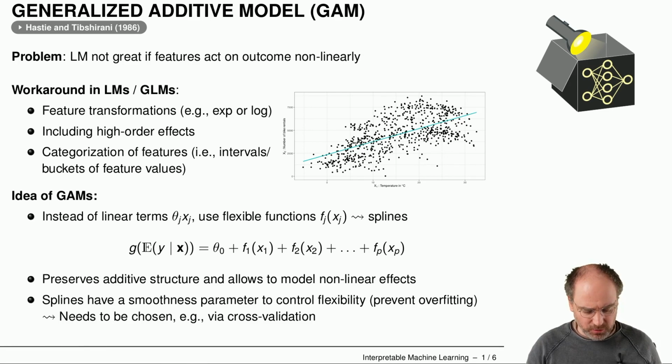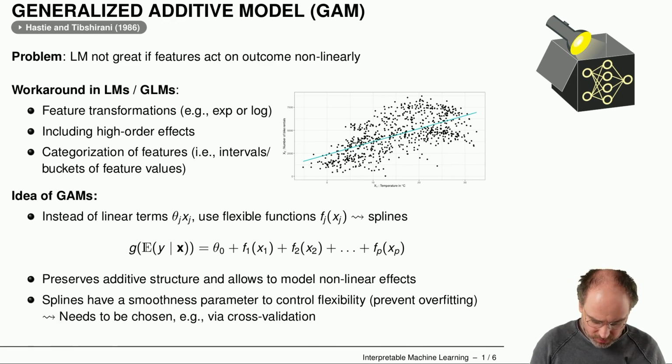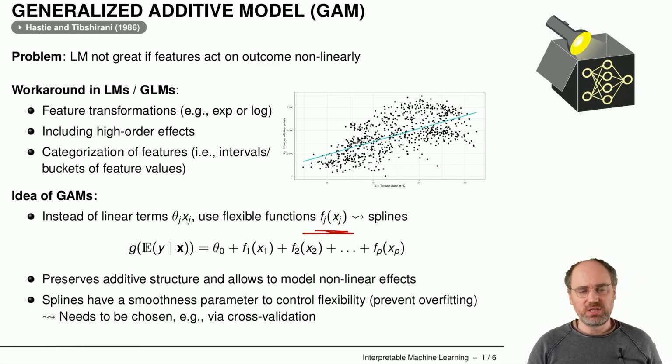So of a generalized additive model. So instead of modeling linear terms, theta_j times x_j, so a coefficient times a feature value, we now use flexible but univariate functions f_j. So we model like this, okay? So be careful here. This is a univariate function, right? So it's a function that only acts on the feature x_j, and we also use the j here as an index in the f, to make that explicit.